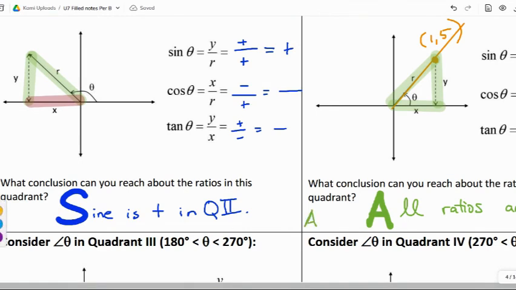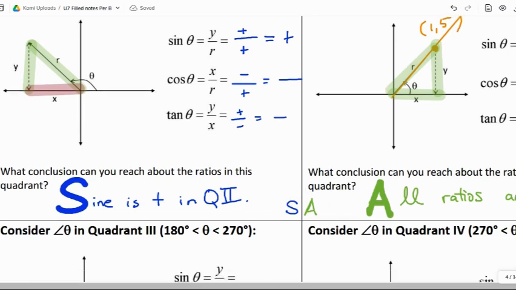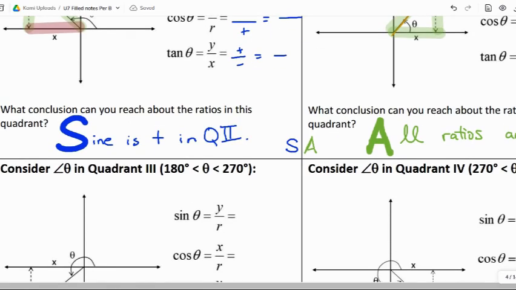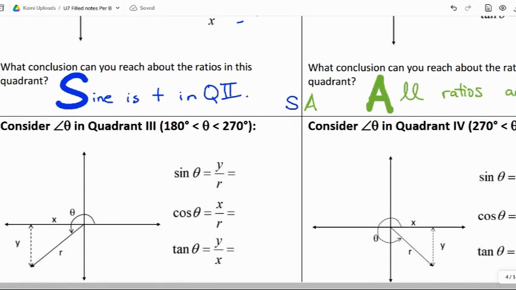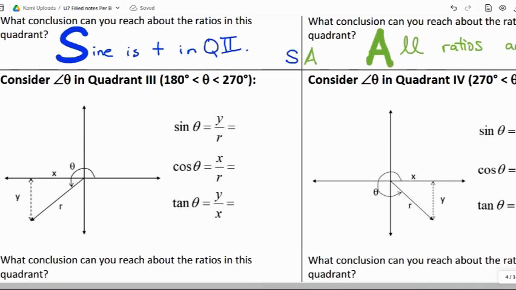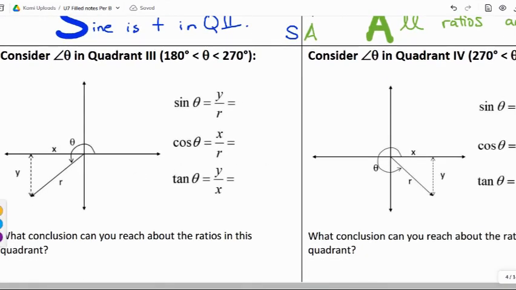So I will write these capitalized letters right at the origin, because what we're doing is we're deriving a rule. We're using some information, some formulas that we know, and we're deriving a rule. So let's move on to the third quadrant.